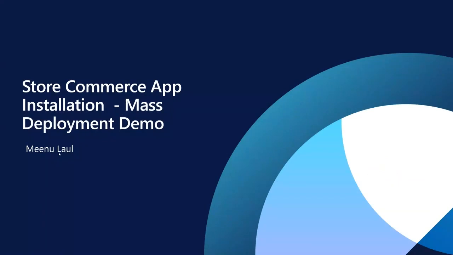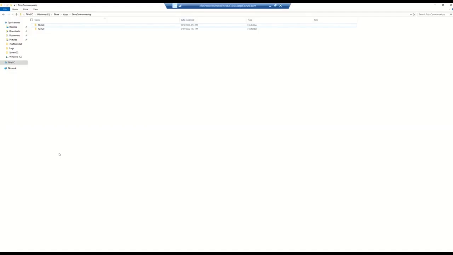The first demo will concentrate on how to do a fresh installation of the Store Commerce app. The scenario is the customer wants to adopt the Store Commerce app. He wants to push the Store Commerce app from the server to all the client machines. So that's the scenario we're going to be focusing on in our first demo. All right, so let's dig in.